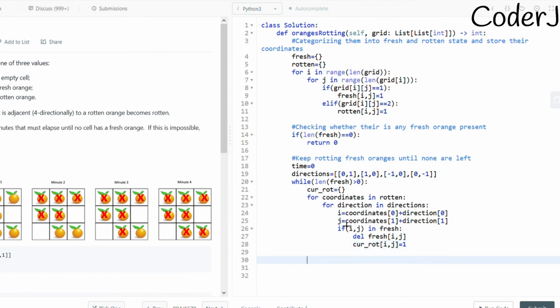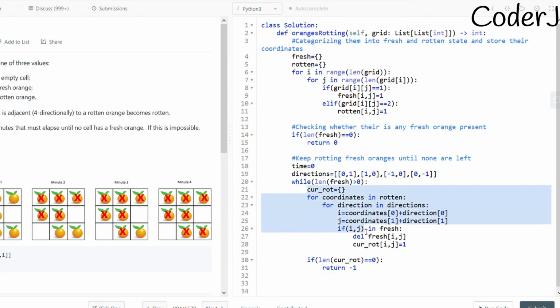The only thing that I need to check is the length of my cur rot. If in this iteration I have not converted any fresh orange into rotten, then I just return -1. Why -1? Because we went into the loop, which means the length of fresh was not 0, but we were still not able to convert any single fresh orange into the rotten state. That means there are fresh oranges present, but they are isolated. So you can't do anything about them, so just return -1.